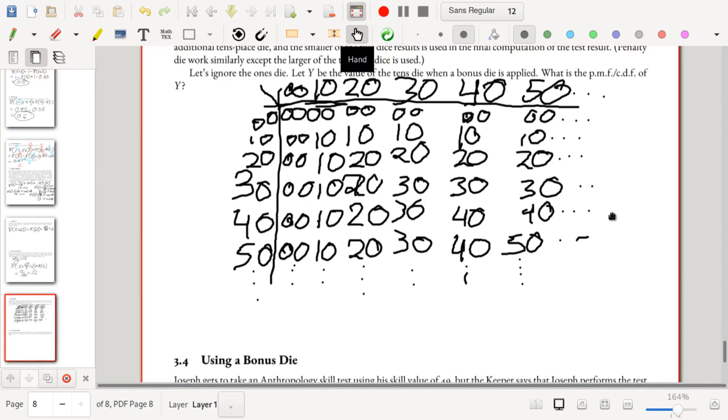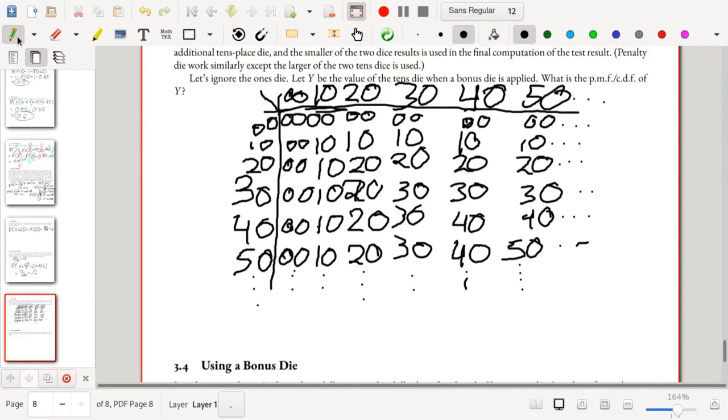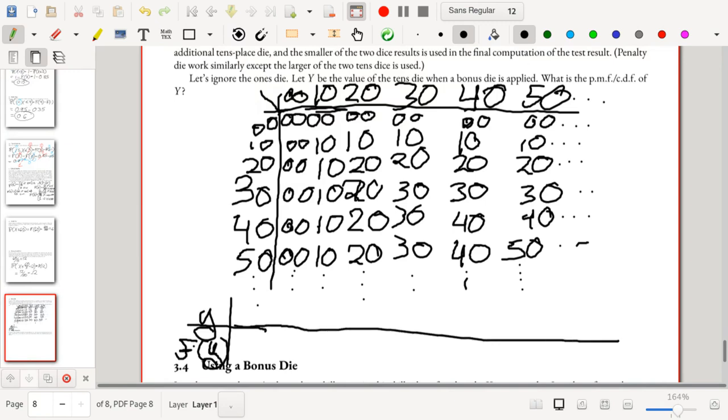All right, so now we need to ask: when we're considering possible values for the tens die, what are we going to do? Well, we've got y and the probability mass function for y, which I'm just going to call f of y. There is nothing very special about using lowercase p. We can use whatever letter we want. I've often used lowercase p, but there's absolutely nothing special about it.